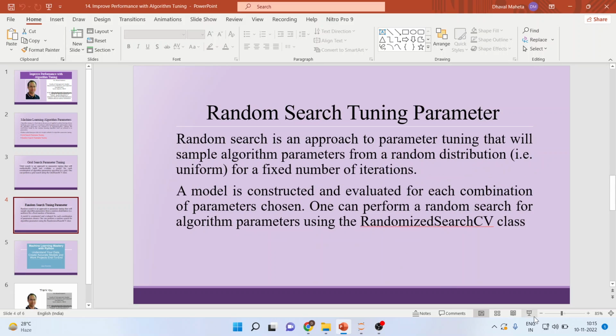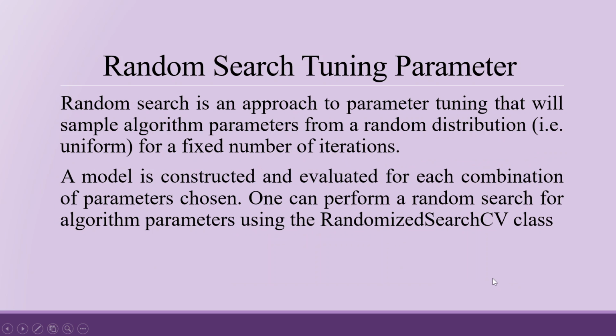Next comes random search parameter tuning. It is an approach to parameter tuning that will sample algorithm parameters from a random distribution for a fixed number of iterations. A model is constructed and evaluated for each combination of parameters chosen. One can perform a random search for algorithm parameters using the RandomizedSearchCV class.